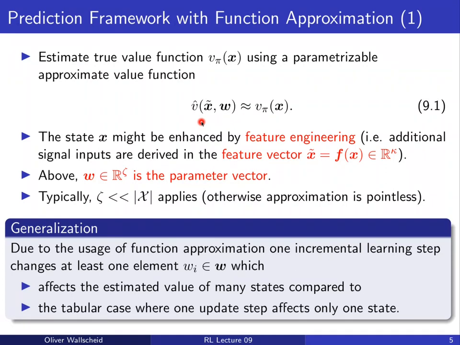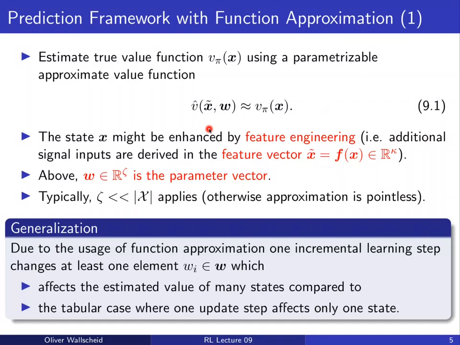And of course, this is a completely different setting to the tabular case, where when we applied a learning step, either in the control or prediction case, we know that due to the discrete problem space and our tabular approach, we are only changing the value estimate of one specific state or state action pair. Here, with function approximation, due to generalization, that is not the case anymore. It is very likely that we will change at least significant parts of the entire state space with one parameter update.